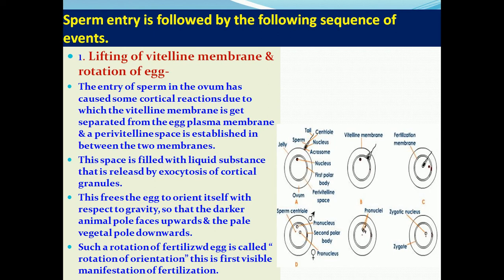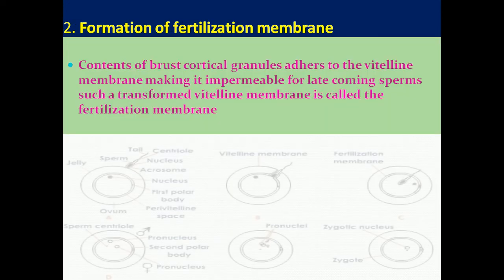Once this space is formed, it is filled with a liquid substance released by the exocytosis of cortical granules, and this frees the egg to rotate itself with respect to gravity, so that the lighter part, the darker animal pole, faces upward, and the heavier part containing the yolk, the pale vegetal pole, comes downward. The egg rotates according to gravity. Such a rotation of the fertilized egg is called rotation of orientation, and this is the first event after the entry of the sperm.